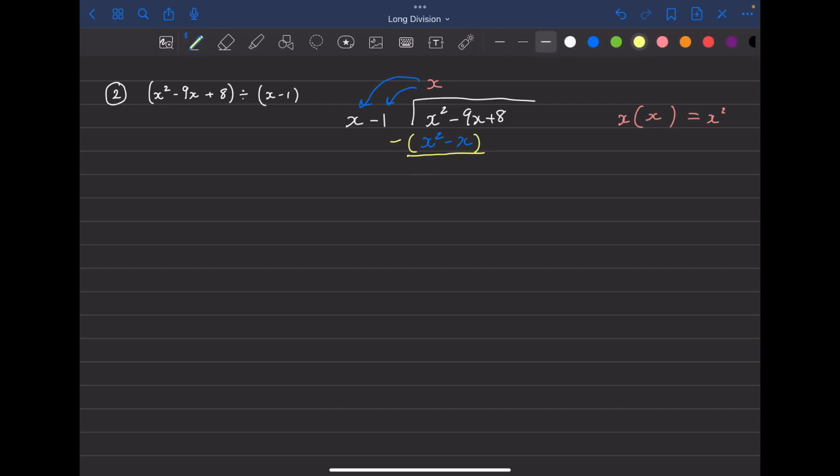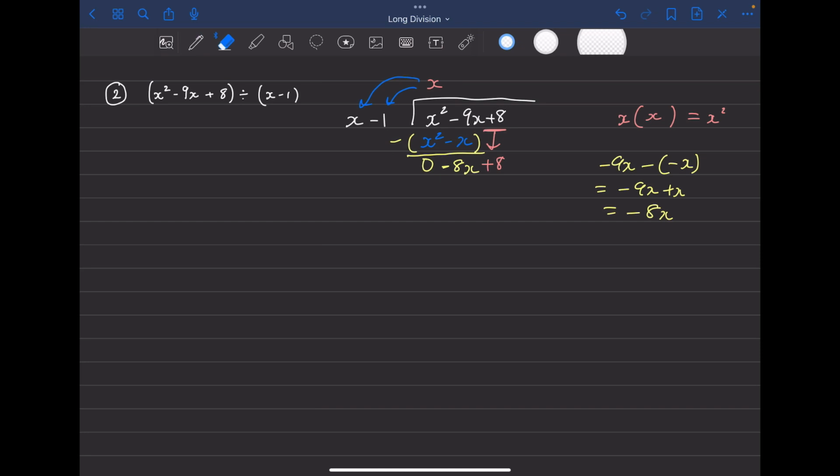But now, let's subtract this. X squared minus x squared is 0. Negative 9x minus negative x, I'm going to write it on the side. Negative 9x minus negative x is equal to negative 9x plus x, which is just equal to negative 8x. So minus 8x over here. And then after that, since we have a term on top, bring that down. After we subtract at all times, we bring the next term down to the bottom and subtract it and divide it the next time. So now we look at the highest powers again.